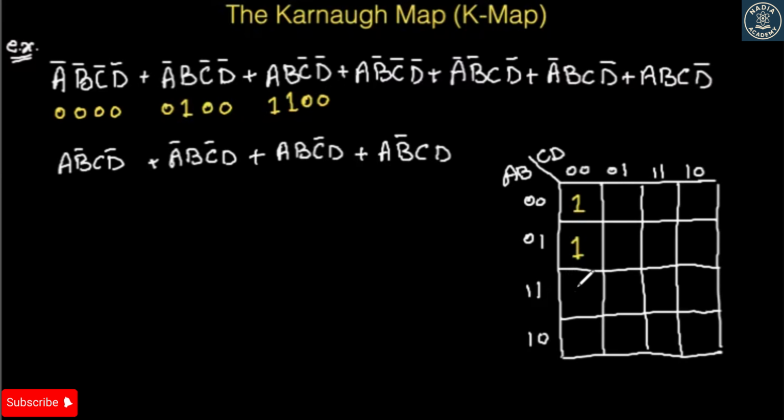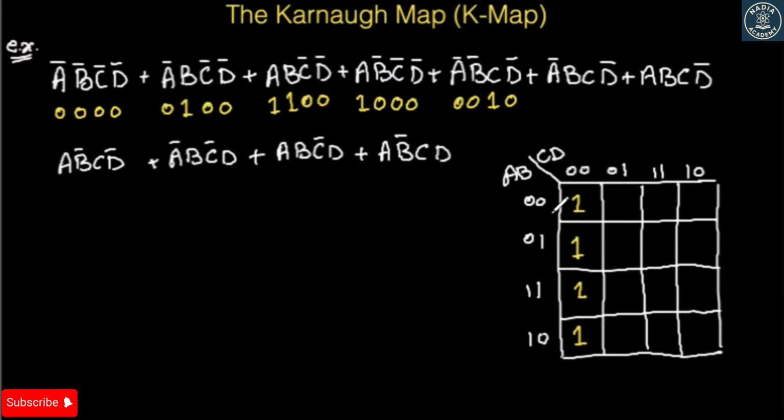So 1, 1, 0, 0 again over here. So next is A is 1, B bar, C bar, D bar. So 1, 0, 1, 0, 0 over here. Next one, A bar, 0, 0. So C is our 1, D 0.